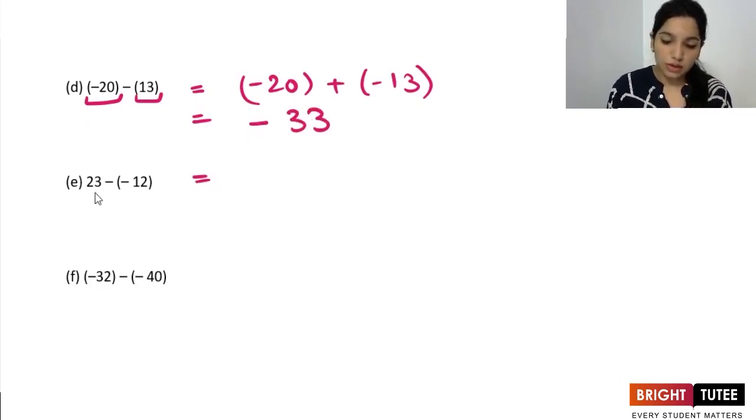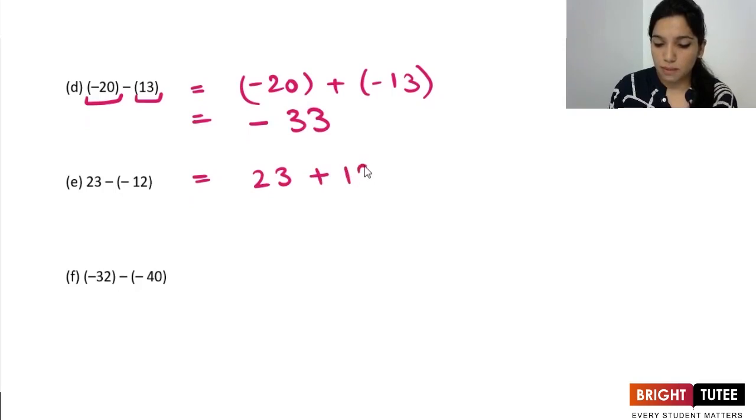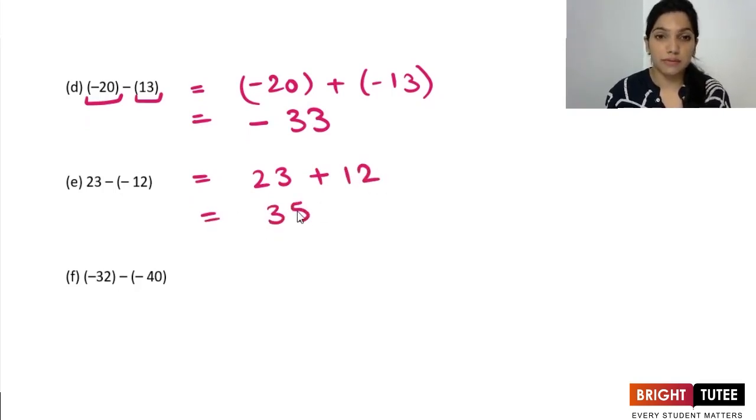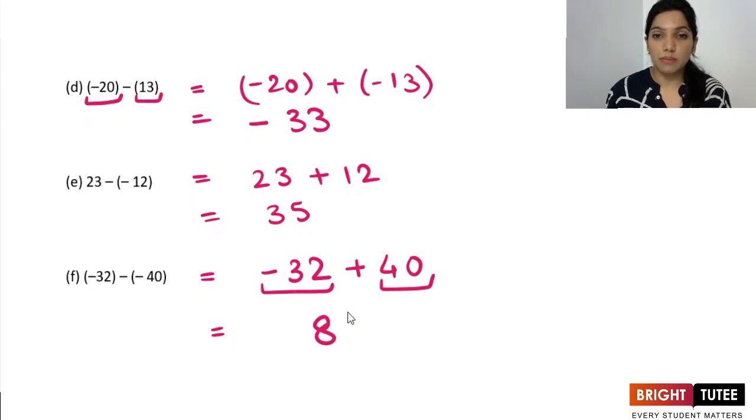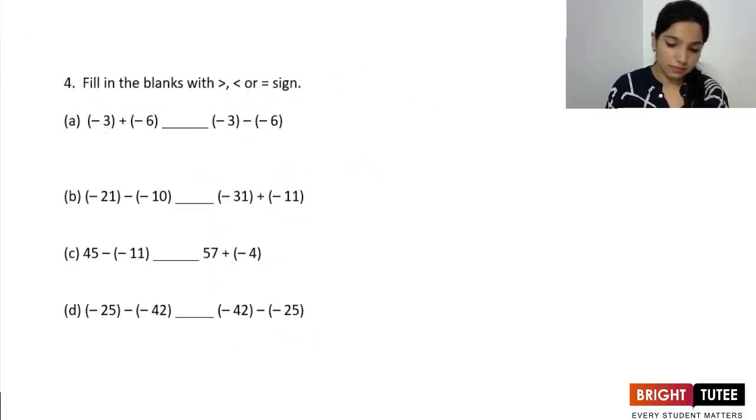Coming to the next one, 23 minus minus 12. Two negative signs when you see them together, what will happen? It will change into a plus sign. So the answer will be 35. Now moving to the next one, minus of 32, then we have minus of minus 40. So the minus and minus turn into a positive sign and it's 40. Now you have a negative integer and a positive integer. You simply find the difference. And which number is bigger? 40 is bigger. So it is a plus sign. I hope this is clear.